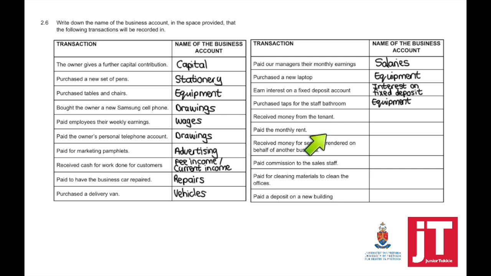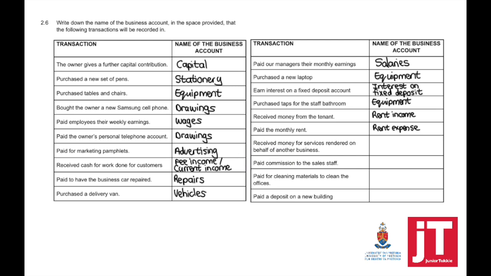Received money from the tenant. So number one, the business received money, and when it talks about tenant, this will be shown as rent income. You cannot show it as rent only. You must have rent income, because just as the business can rent out premises, we can also be renting from other businesses or other people, and that will be shown as rent expense. And this is the next example, pay the monthly rent. That will be shown as rent expense. So make sure that you are specific.